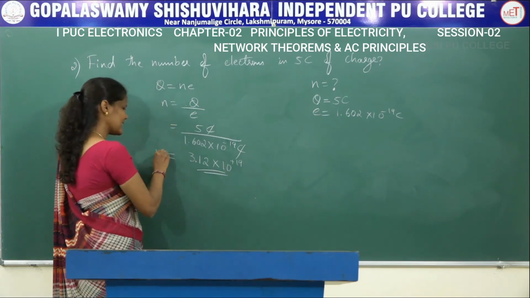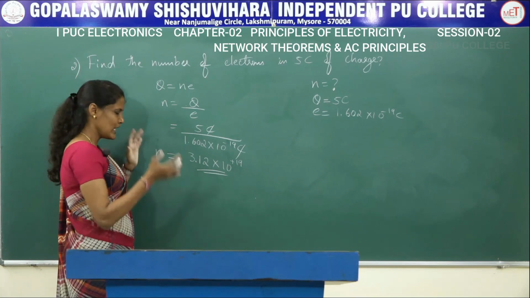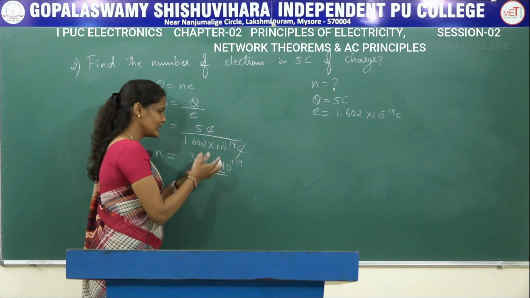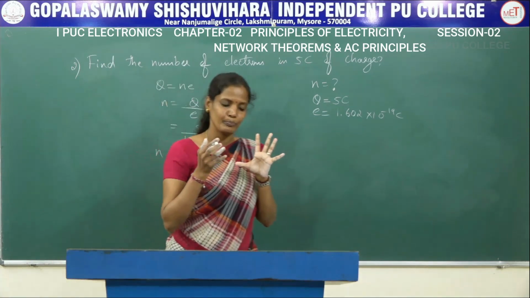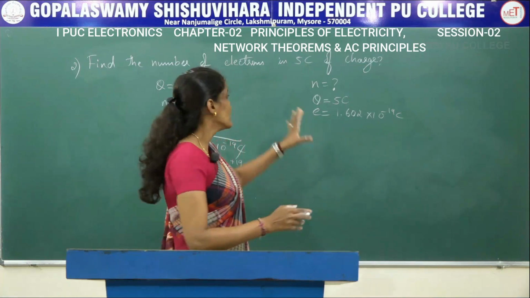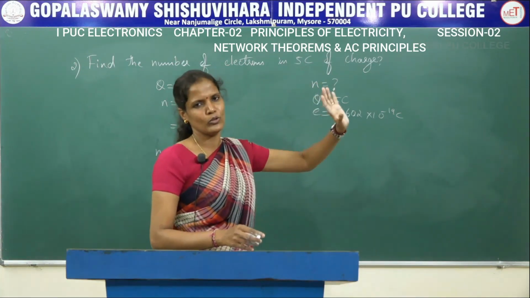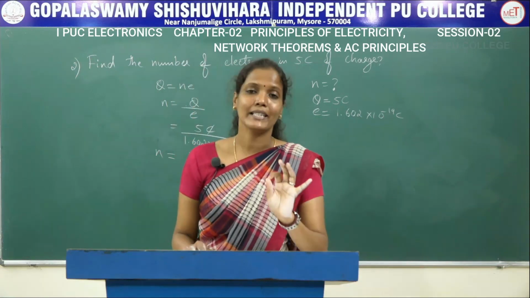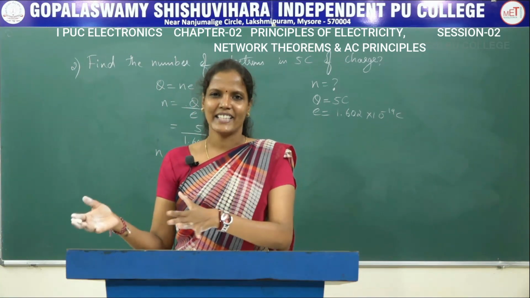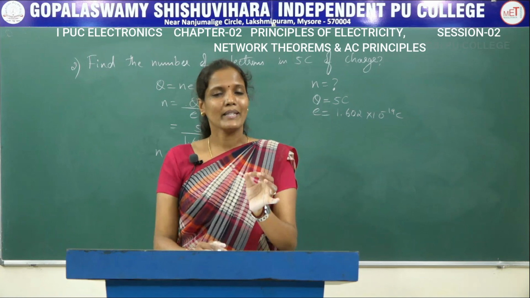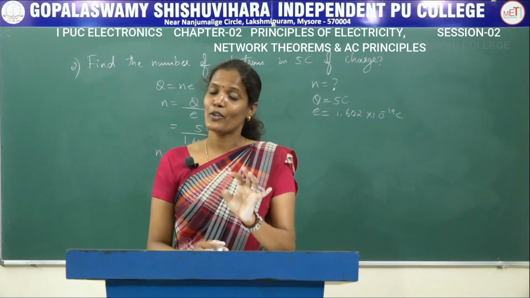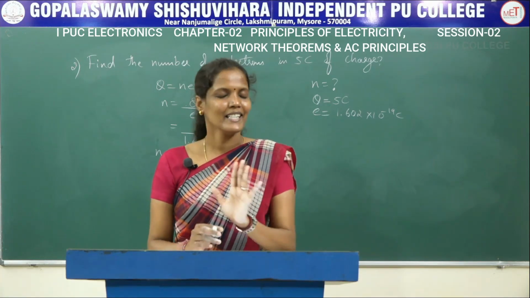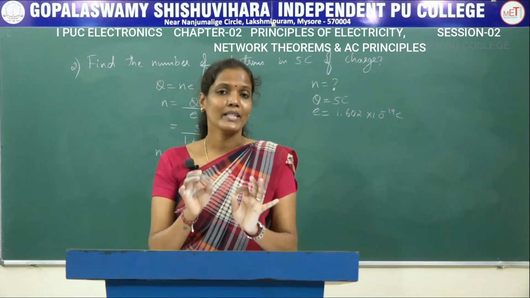I am not having any kind of unit. I am having 3.12 into 10 to the power of 19 number of electrons to give a charge of 5 coulombs. Problems are very, very simple in this particular chapter, but in the next topics problems will be a bit difficult. But if you are going to understand the concept clearly, then the problems will become easier for you.